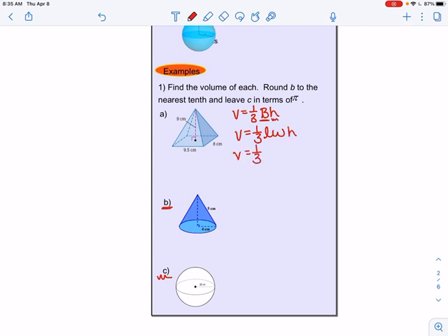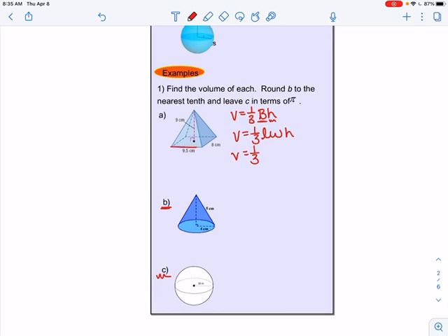Now let's plug in. The length and the width of that rectangle on the bottom are given. It's 9.5 and 8, and the height of that pyramid is also given. It's 9. You can put that all into the calculator, hit enter, and you should get an answer of 228.